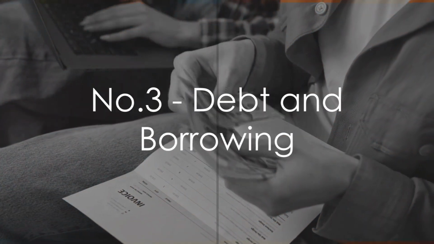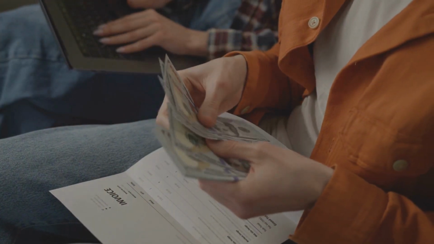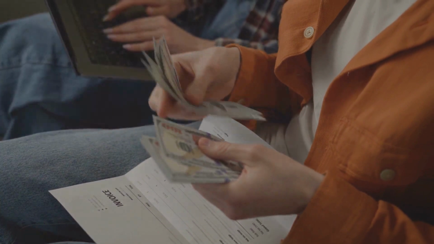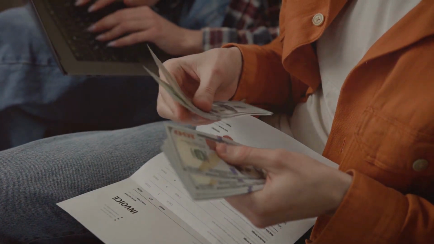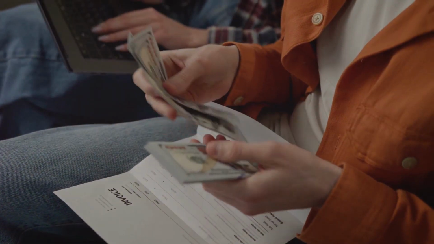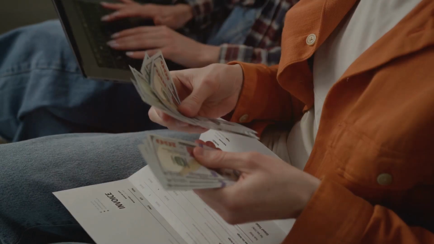Coming in at number 3, we have debt and borrowing. It's an interesting dance, isn't it? You might think that borrowing money could strengthen a bond, as it implies trust and confidence. Yet, the reality is often the opposite. Debt can create an imbalance in a relationship, leading to feelings of obligation, guilt, or resentment.